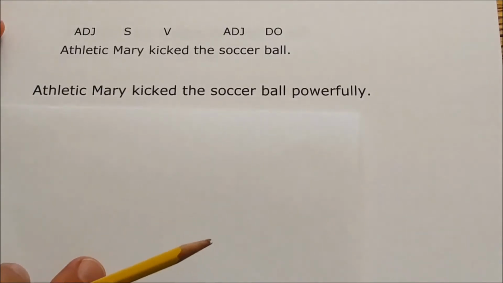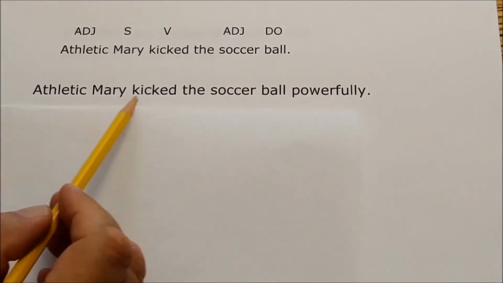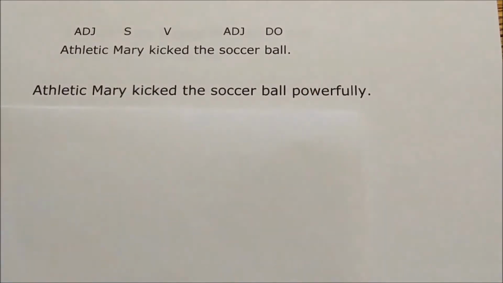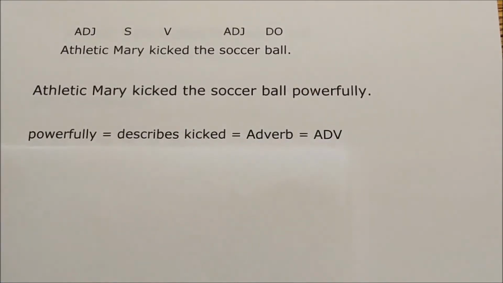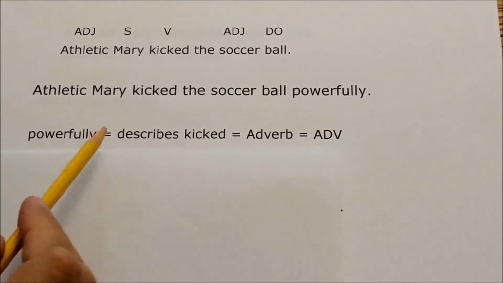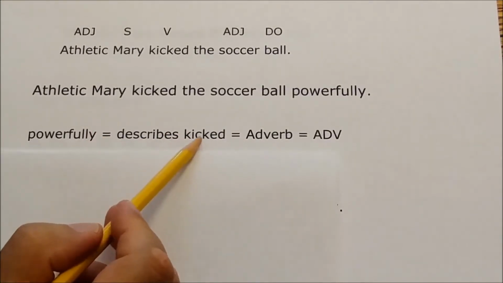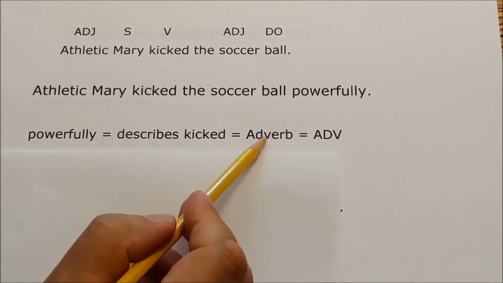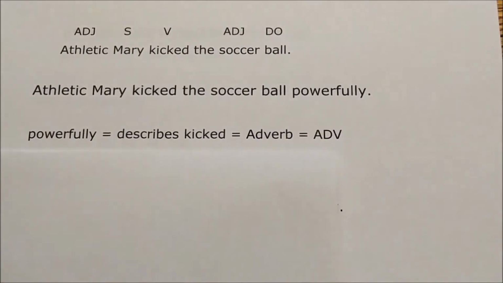Let's take the sentence and add to it again. Athletic Mary kicked the soccer ball powerfully. We've added a new word, powerfully. Powerfully describes kicked, which is a verb. So any description of a verb is called an adverb. Powerfully is an adverb, and we abbreviate it ADV.